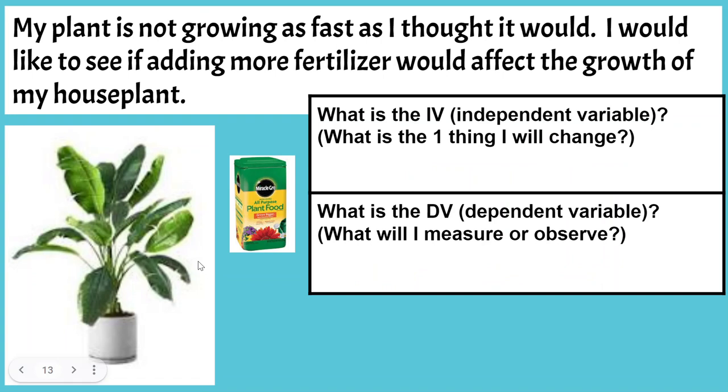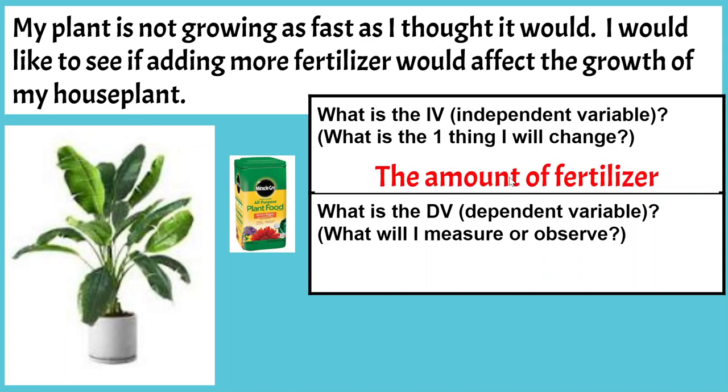All right, here's another quick scenario just to get you thinking back about your independent variables and your dependent variables and hypotheses. My plant is not growing as fast as I thought it would. I would like to see if adding more fertilizer would affect the growth of my houseplant. So if I'm thinking about that, what is my independent variable? What's the one thing I will change? I want to see if adding more fertilizer. That's what I'm going to do. So it's the amount of fertilizer.